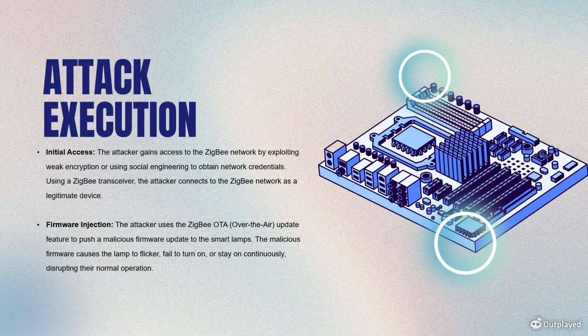Next, how we attack. The initial access: the attacker gains access to the ZigBee network by exploiting weak encryption while using social engineering to obtain network credentials. Using a ZigBee transceiver, the attacker connects to the ZigBee network as a legitimate device. Next, firmware injection. The attacker uses the ZigBee OTA update feature to push a malicious firmware update to the smart lamps. The malicious firmware causes the lamp to flicker, fail to turn on, or stay on continuously, disrupting its normal operation.